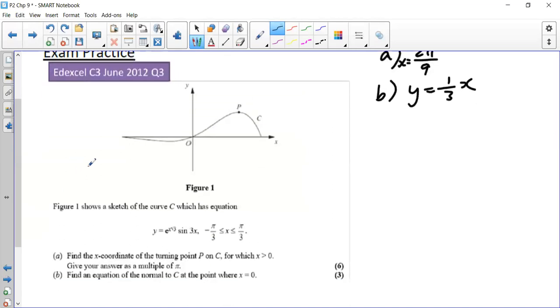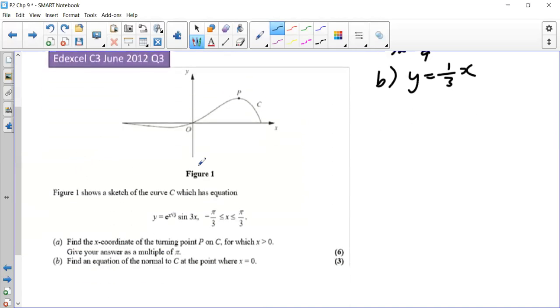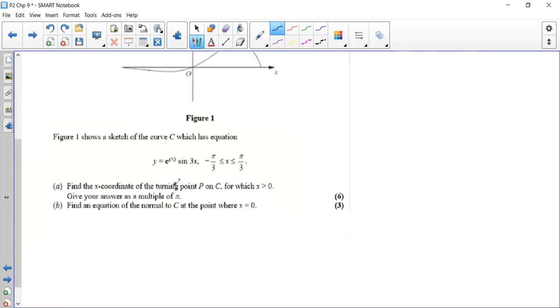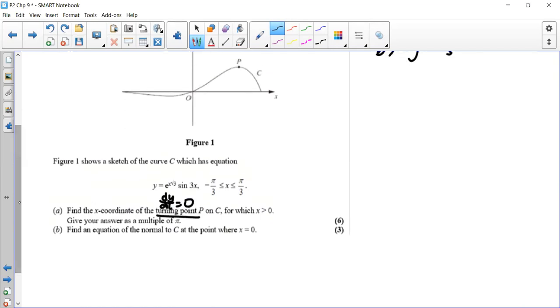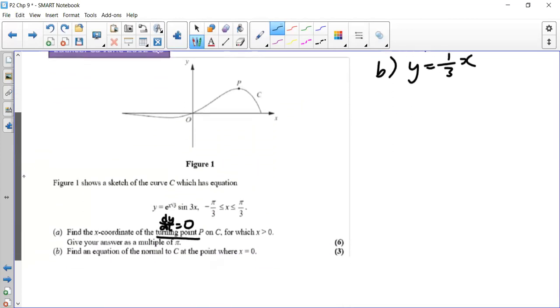Now let's go back to the exam practice. For those who didn't get part A correct, let's go through. Find the x coordinate of a turning point. Turning point means dy by dx equals 0. Now, I'm not sure if you realize I actually made a mistake in here, because this exam practice was meant to be in the product rule chapter rather than the quotient rule chapter. Right, regardless, let's go through.